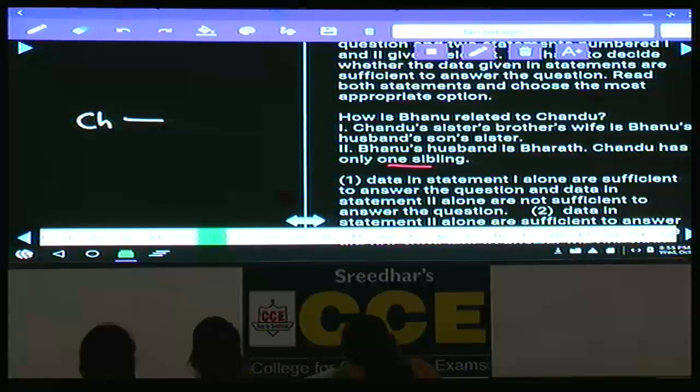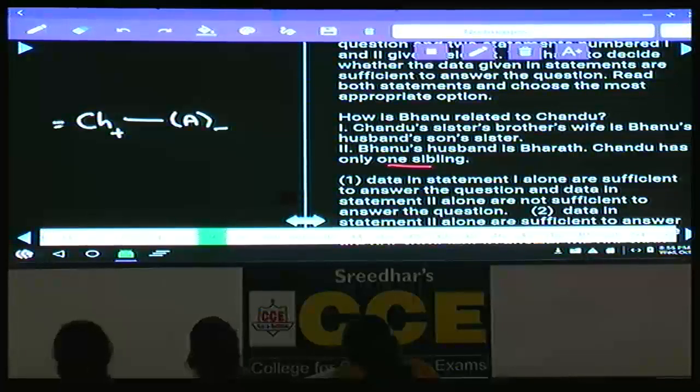Now this is Chandu's sister, A, and the sister's brother is Chandu, and the brother's wife is this person. And the wife is Banu's husband's, this person is Banu's husband's son. That means Banu's son's sister. Banu's son's sister means Banu's sister. Now this person is Banu's sister. Clear now? Finally this person is Banu's sister.